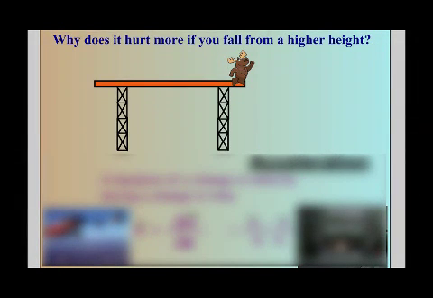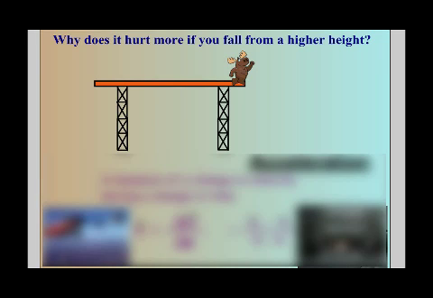Okay, so the next lesson in physics that we're going to talk about is acceleration. Just as an intro to it, take a look at that question at the top. It says, why does it hurt more if you fall from a higher height? If you were to fall from the top of a desk, it's going to hurt a lot less than if you fall from the top of a building.